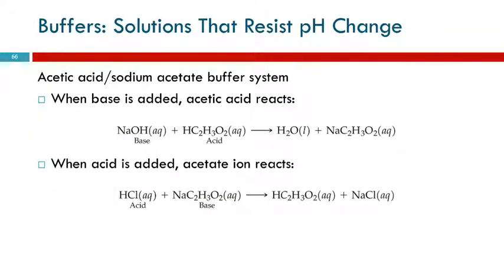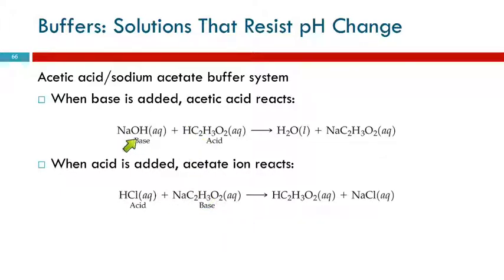Acetic acid and sodium acetate make a buffer system. Acetic acid is a weak acid. It's not one of the 6 strong acids. Anything that's not one of those 6 would be a weak acid. Its conjugate base is sodium acetate. So we've got acetic acid present. We also have acetate present.